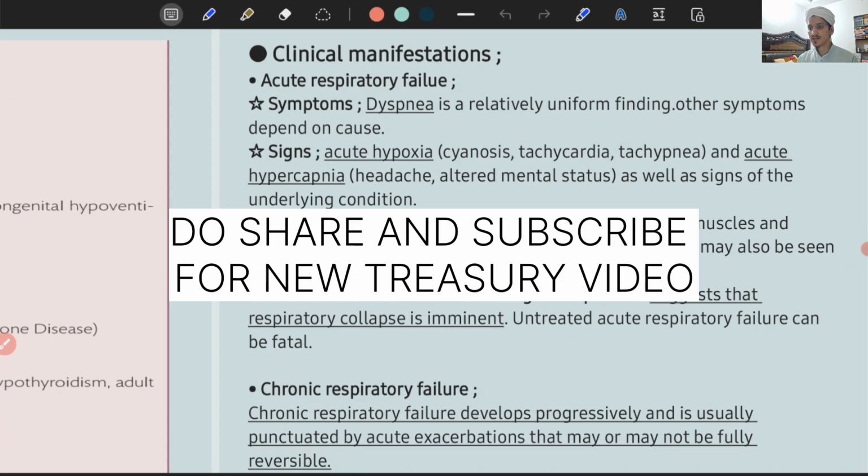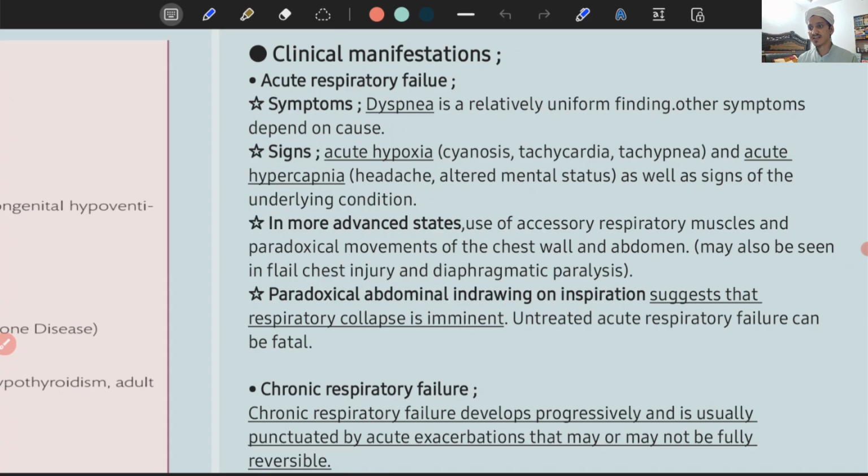So yesterday we learned about the definition, the physiology and causes of respiratory failure. Today we will learn about the clinical manifestations and possible investigations, how to investigate a case of respiratory failure. So let's begin with the name of Allah.